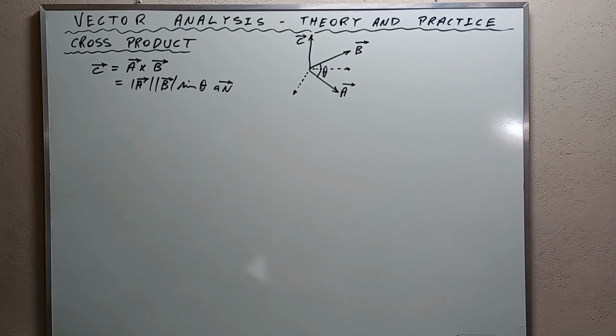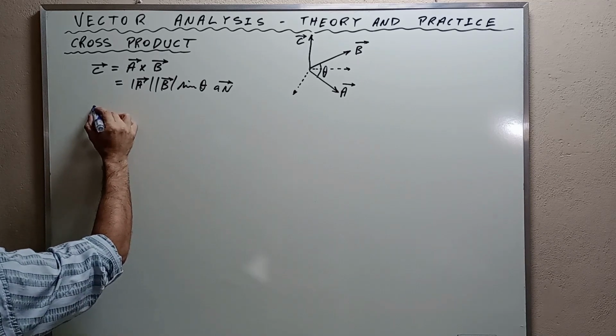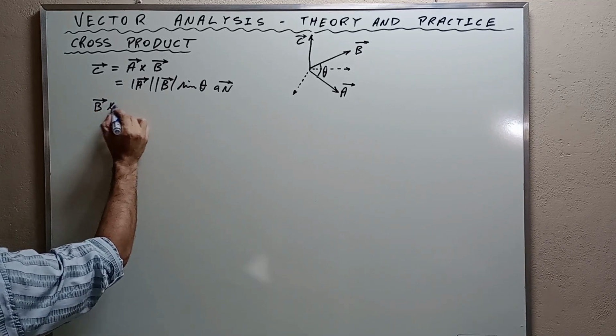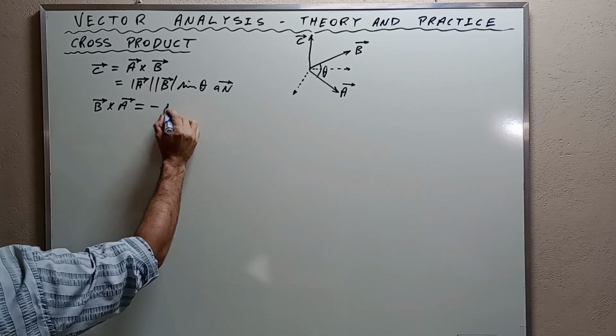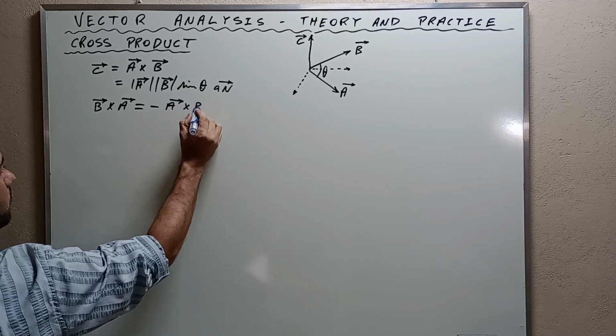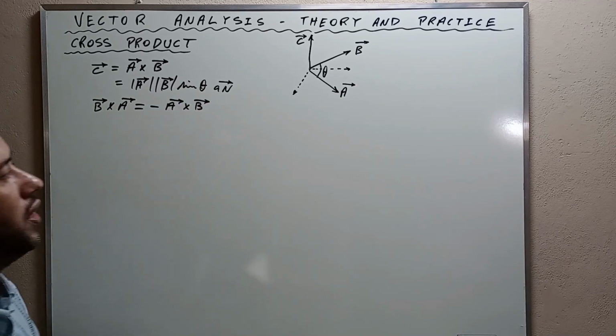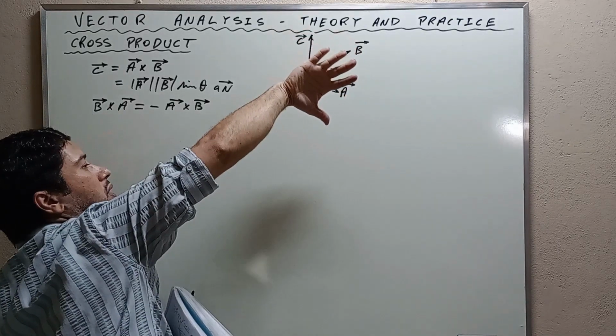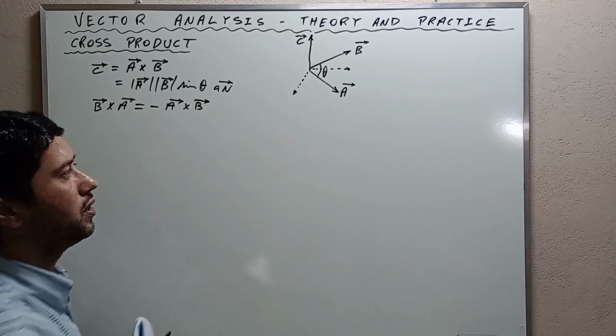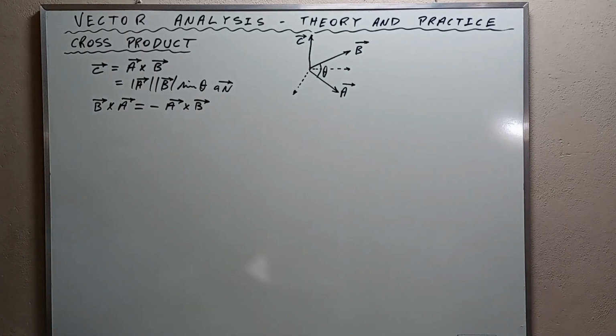Reversing the order of the cross product results in a vector in the opposite direction, okay? So, B cross A is equal to the negative of A cross B, okay? If A cross B points upwards, B cross A points downwards, all right? That's what we conclude from the rule.